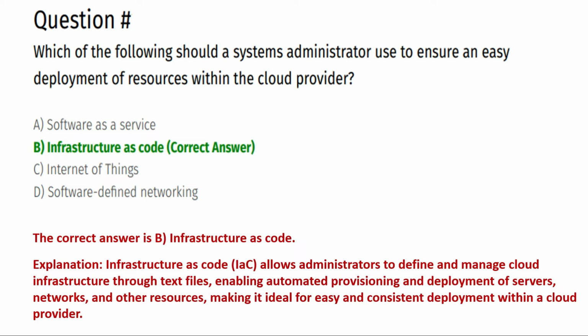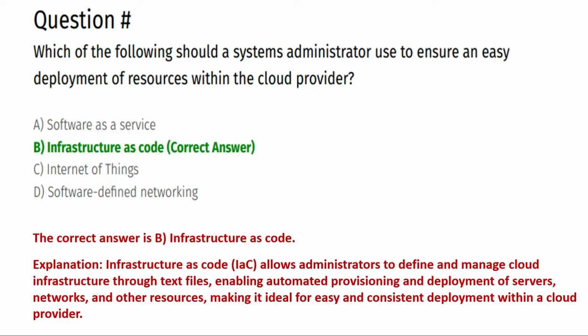So let's check the explanation. Infrastructure as code allows administrators to define and manage cloud infrastructure through text files, enabling automated provisioning and deployment of servers, networks, and other resources, making it ideal for easy and consistent deployment within a cloud provider. So that's why the correct answer for this question is option B, infrastructure as code.